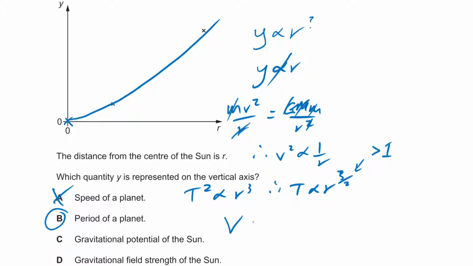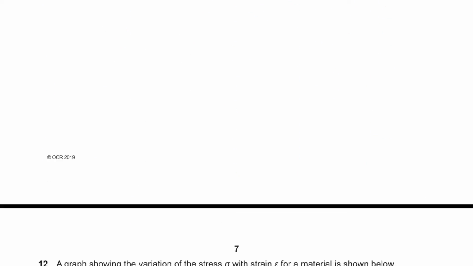Gravitational potential, V, we know is inversely proportional to r, so it can't be that. And field strength, g, is inversely proportional to r squared, so it can't be that. So yes, B is the only one where it's proportional to r to the power of something greater than 1, so we end up with that curve upwards. If it was a 1 over something, we have this shape here instead. I'm sure you recognize that from your inverse square law graphs, that kind of thing.